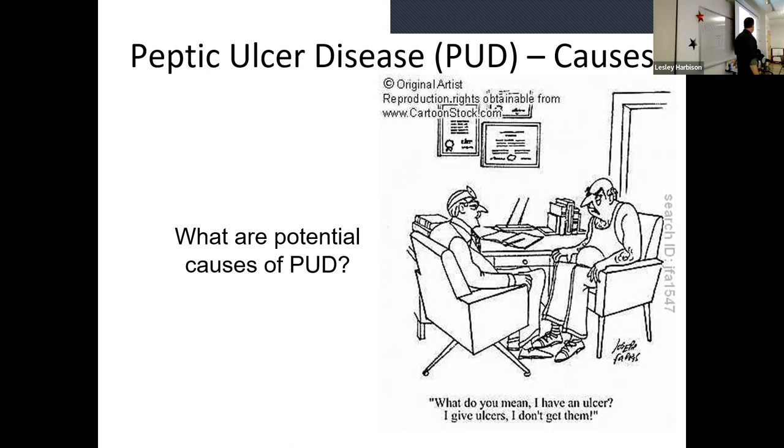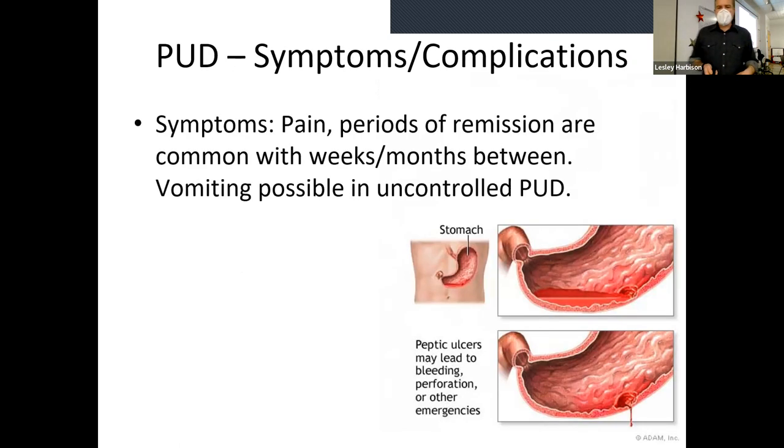It bleeds into the stomach, and for whatever reason, that bacteria is a culprit in a lot of these. It causes increased irritation and issues with the lining of the stomach. And so we found that if we can treat that bacteria, it helps reduce the ulcer formation and all that good stuff. So let's talk about symptoms. We mentioned pain.